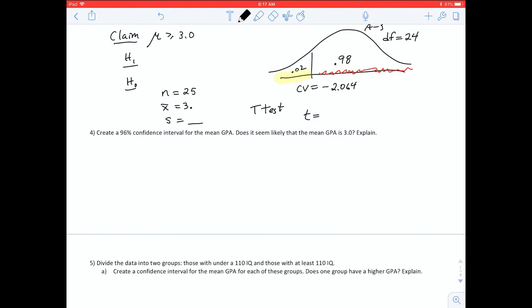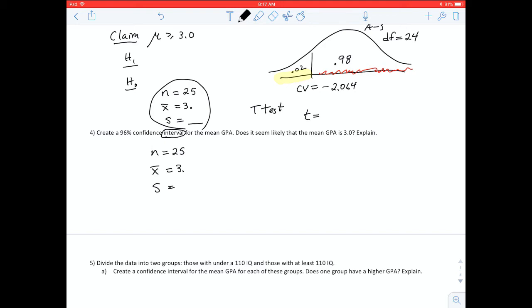Then for the interval, so that's chapter 7. Find the interval for the mean GPA. So right here, you just found the information that you need for this one. You should still write it down. Here's the information that I found for their GPAs.